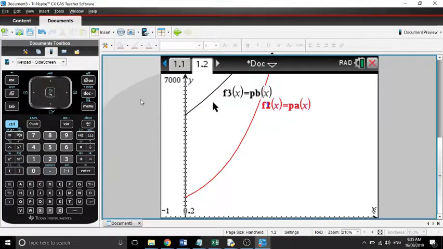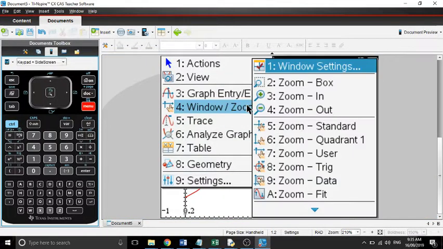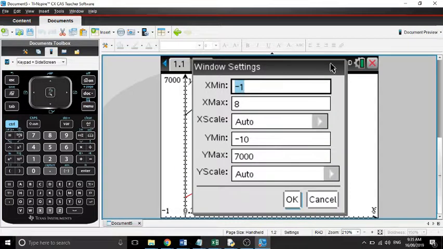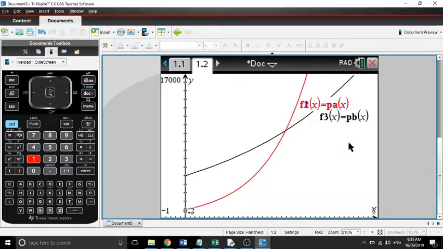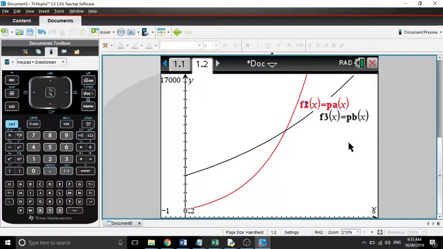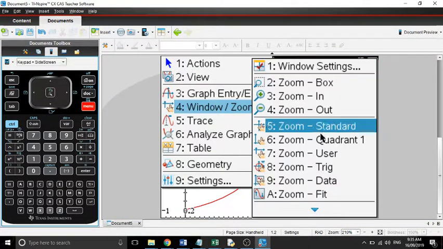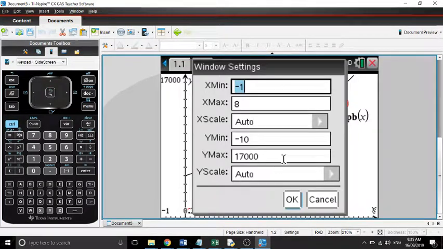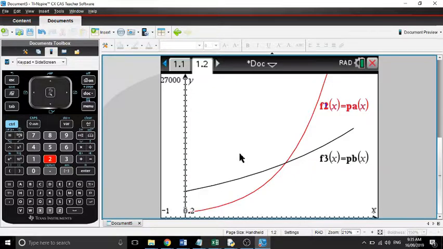Let's have a look. So we need to zoom out some more. Window settings. Tab. Let's go out to say 17,000 just because it's a bit quicker. And there we have our graphs. Going to go a little bit further. So that's just to sketch the graph. So window settings. Let's go to 27,000. Still not enough. I'm trying to see exactly where this one ends.